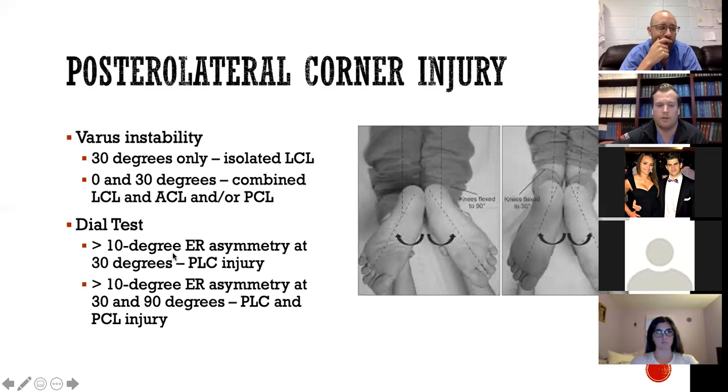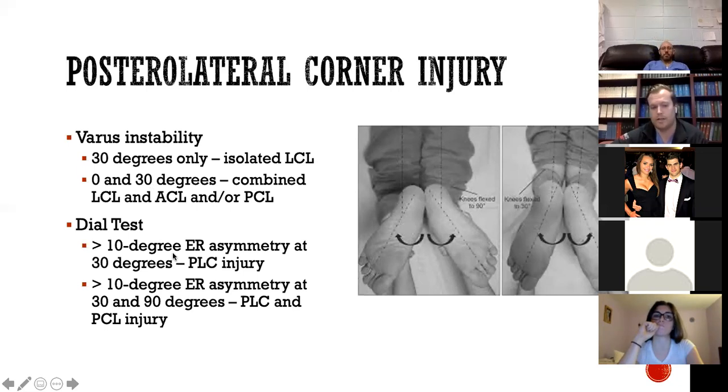If it's, again, just at the 30 degrees of knee flexion, it's isolated posterior lateral corner injury. If it's asymmetric at 30 degrees and 90 degrees of external rotation, it's both a posterior lateral corner and likely PCL injury.